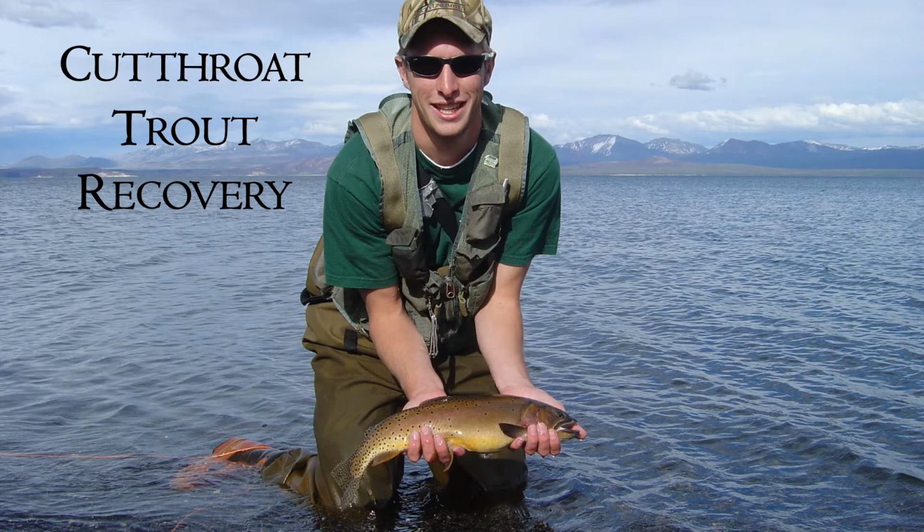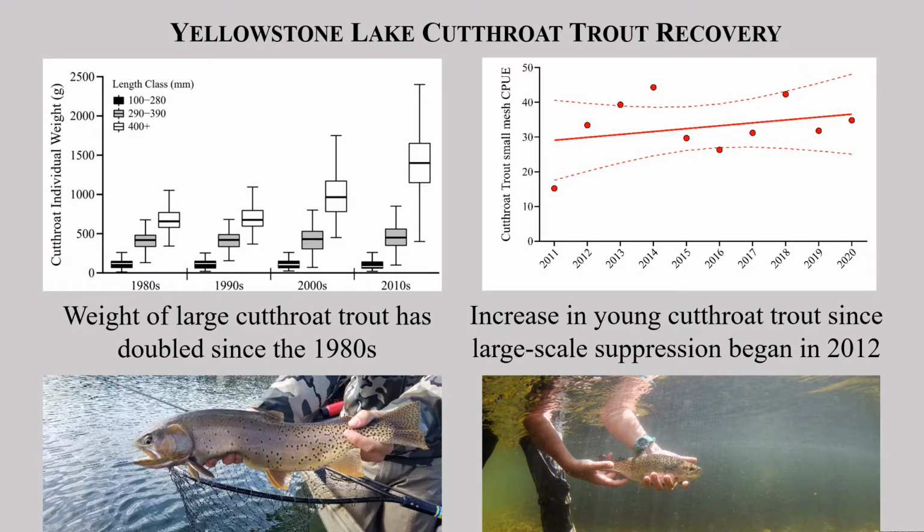What about our cutthroat trout? And how are they recovering in the Yellowstone Lake ecosystem? Up on the top right, this is the abundance of juvenile cutthroat trout from 2011 through 2020, and they are steadily increasing over time in the Yellowstone Lake ecosystem, which we're very happy to see.